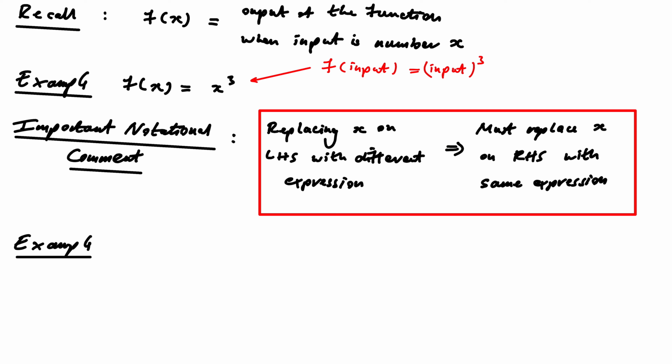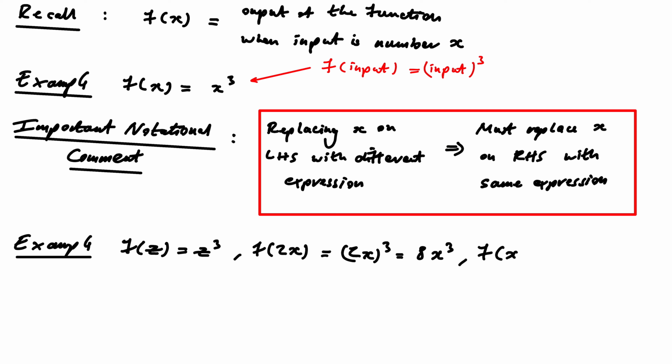If instead of x we use the notation z, then f of z would have to be equal to z cubed. If instead of x we represented the input with 2x, well, what's in the bracket is the input. So this has to be equal to 2x to the power 3, which you could simplify using your exponent laws, 8 times x cubed if you wanted. Okay, f with an x plus 1 in here. Well, the x plus 1 is the input into the function f, so you've got to do the same thing on the other side: x plus 1 cubed.